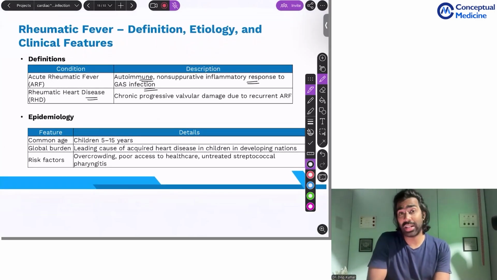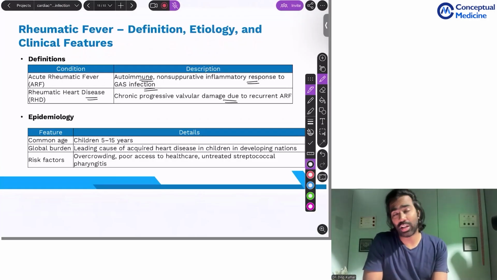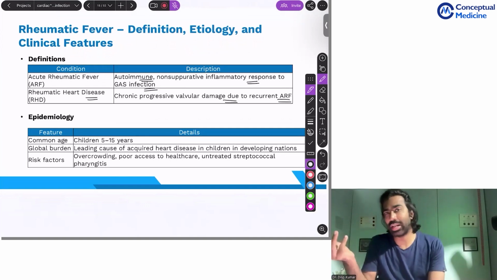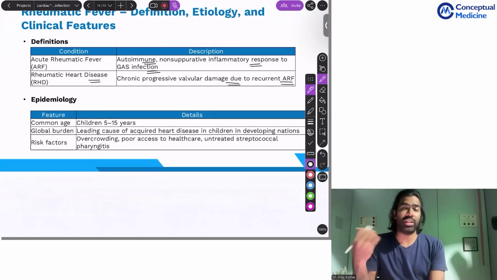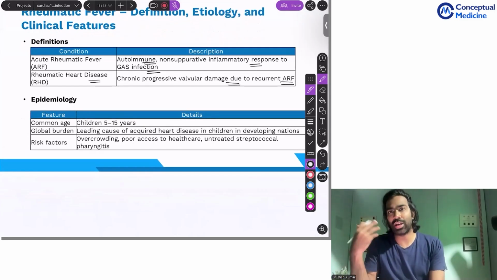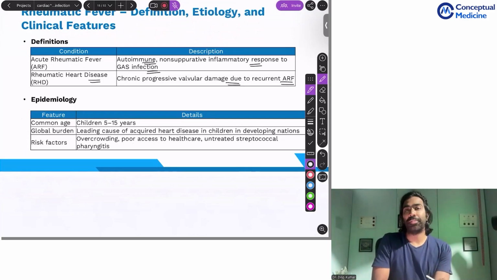What is rheumatic heart disease though? It's a chronic progressive valvular damage due to recurrent acute rheumatic fever. Remember, recurrent acute rheumatic fever may be clinical or even subclinical in nature. So the patient may or may not be aware about the development of acute rheumatic fever. Some patients don't even know that they have had a sore throat and recurrent acute rheumatic fever. Because of subclinical carditis, they might end up with rheumatic heart disease, and they may present at that point of time also.